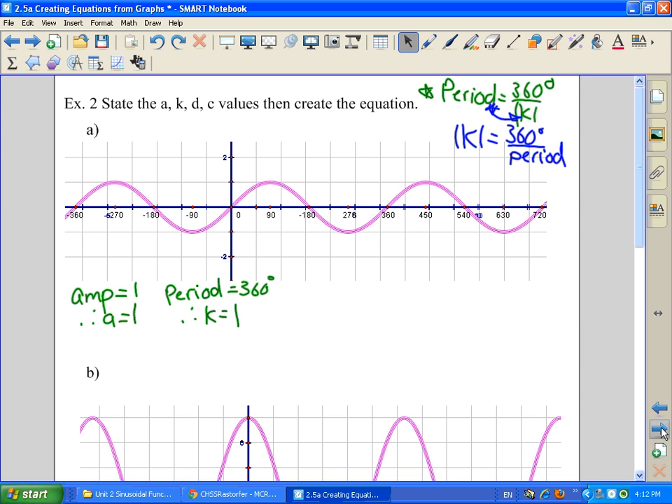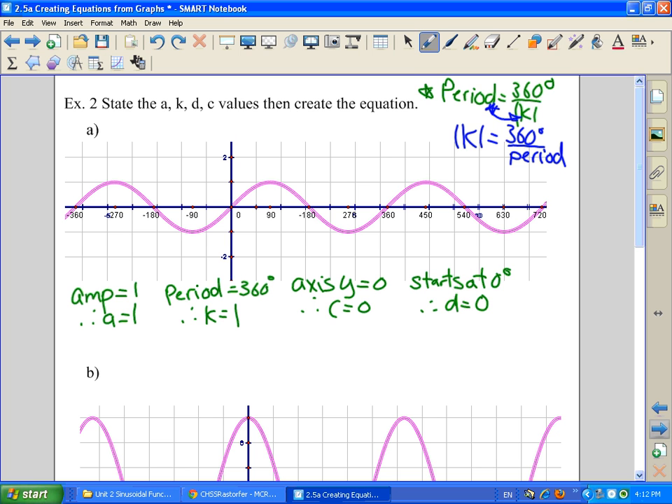Okay. Next, we're going to take a look at our axis. Okay, our axis occurs at y equals 0. Therefore, that tells us C equals 0. And lastly, ladies and gentlemen, our starting value. So it starts at 0 degrees. Therefore, my D equals 0.